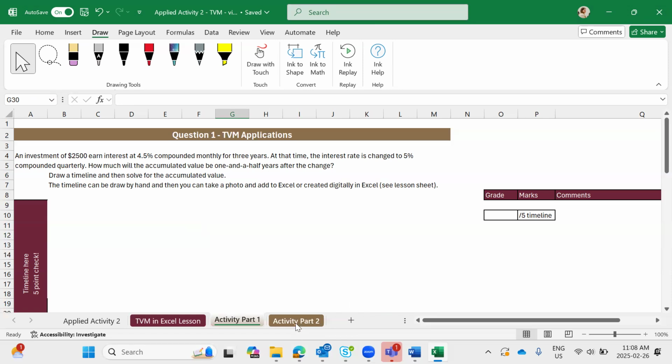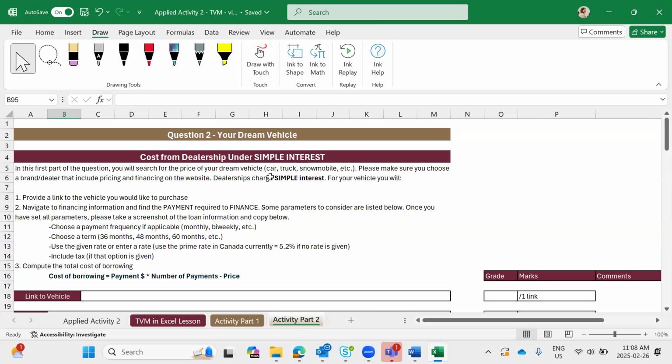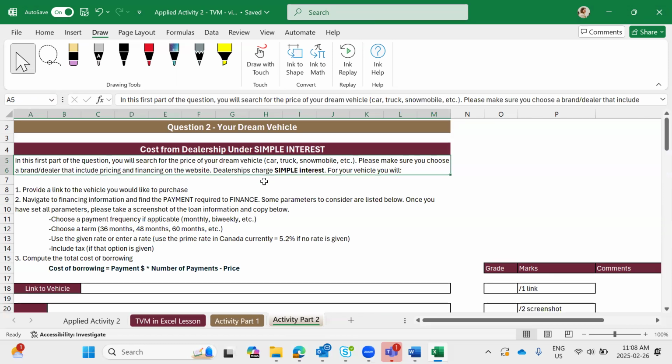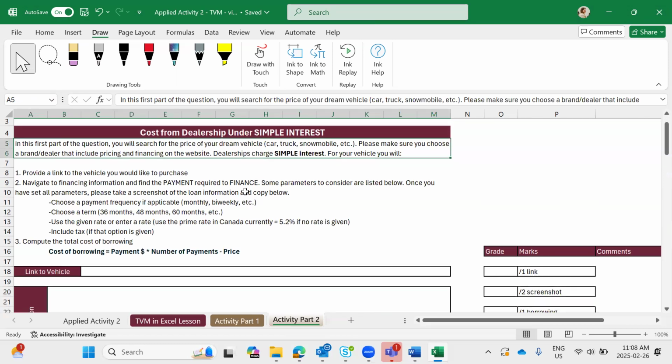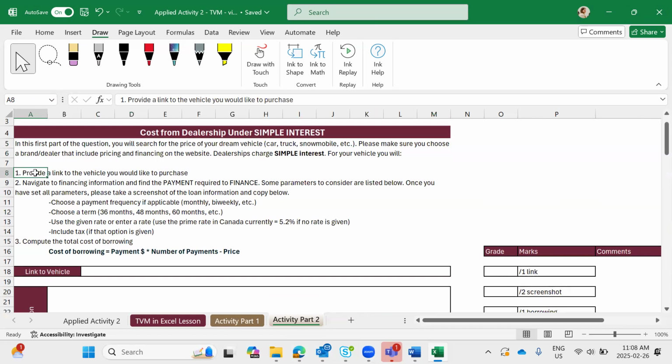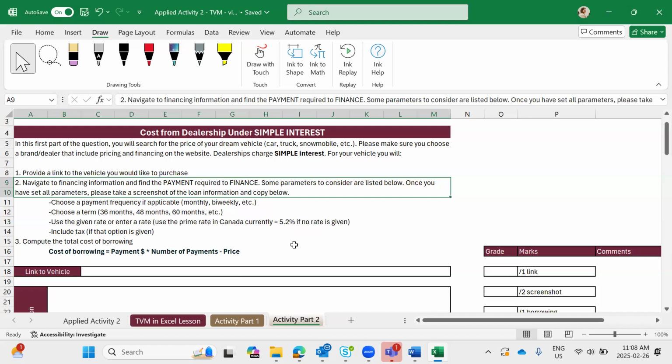The question that's a bit different is question number 2. So question number 2 will require a lot more creativity and critical thinking. So in this one, you are going to pick a vehicle you'd like to purchase, a car, a truck, a snowmobile, a quad, anything you would like. And on most dealership websites, they do have information related to financing. So how much you would need to pay for the vehicle. So I can show you an example of that.